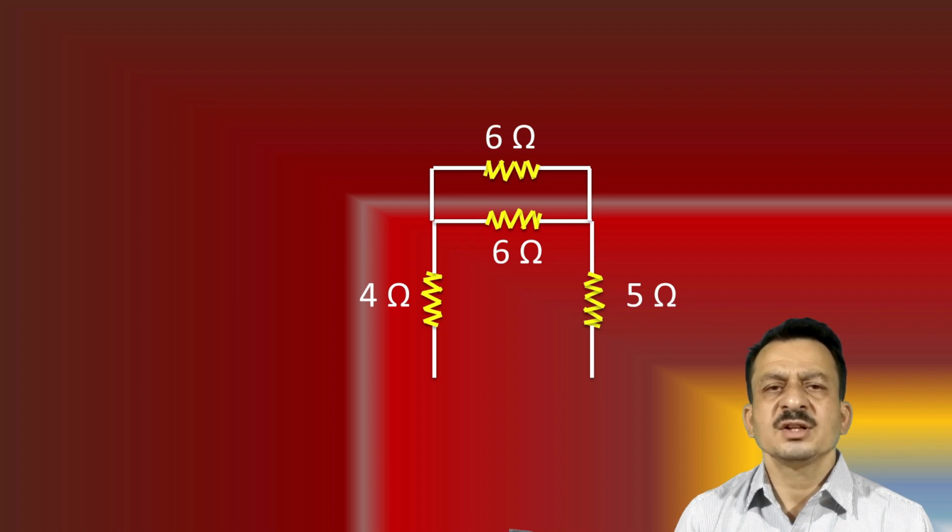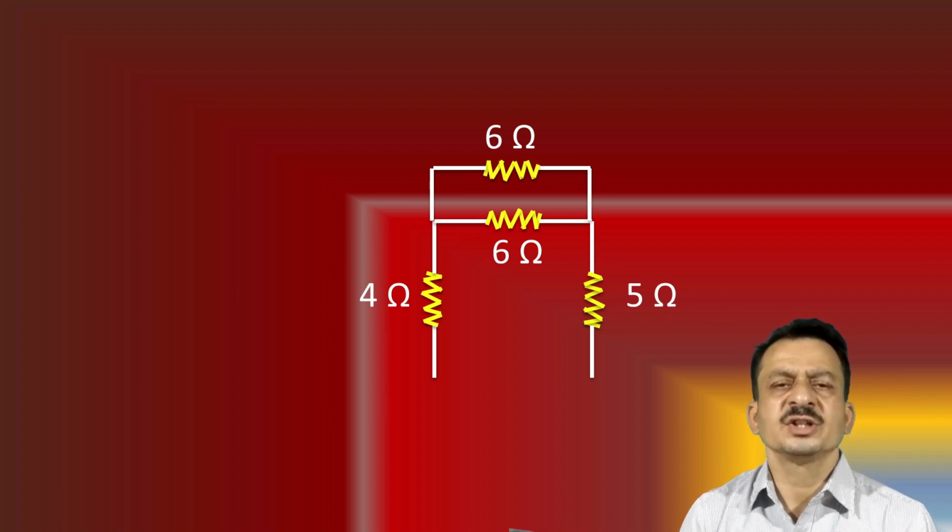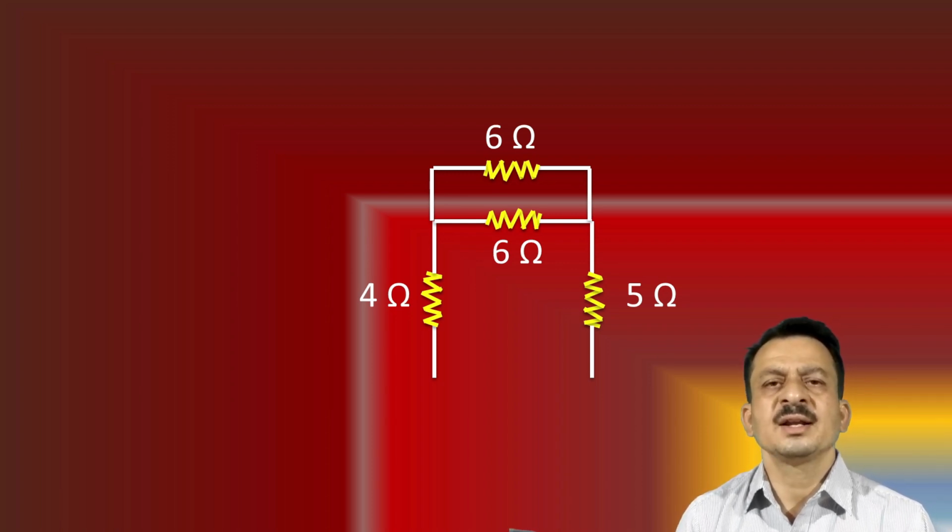If you use the direct relation, if equal resistors are in parallel, then the effective resistance R dash is equal to R by N. If you use that formula, we will get 6 by 2, that is 3 ohm. I will replace those two resistors by a single resistor of 3 ohm.